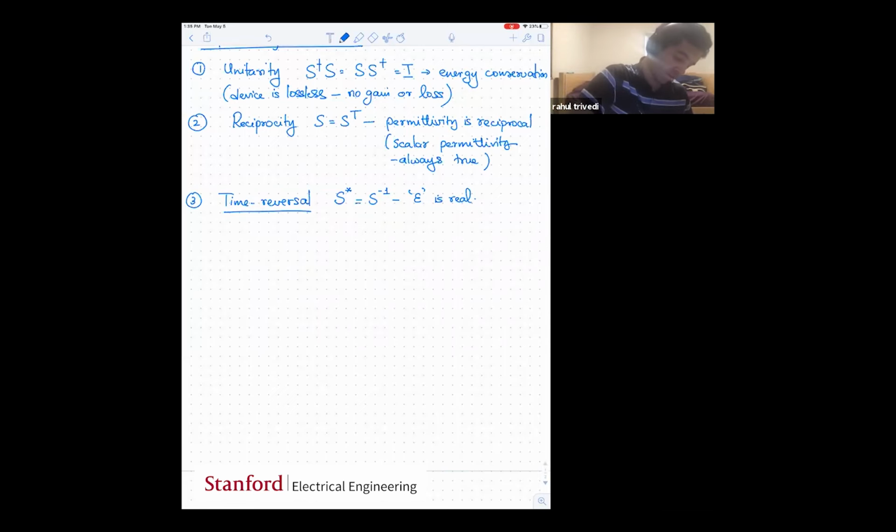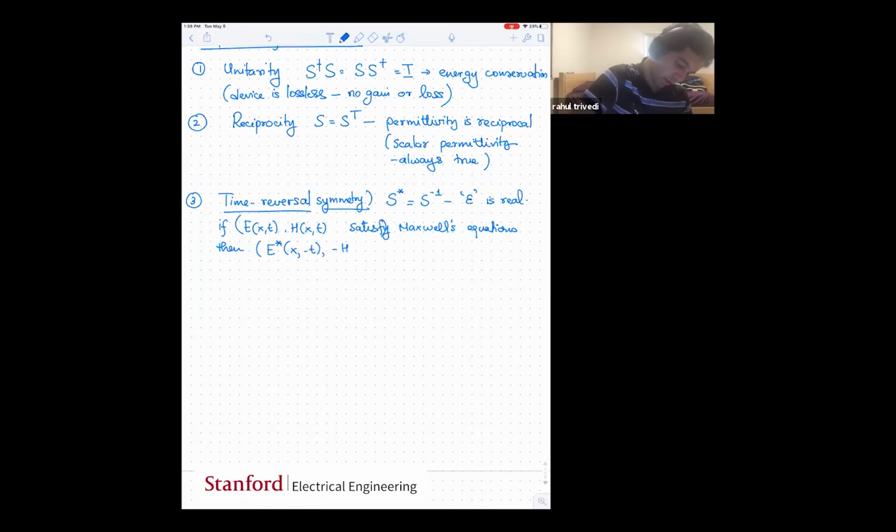If you recall, time reversal symmetry essentially said that if E(x, t) and H(x, t) satisfy Maxwell's equations, then E star of (x, minus t) and negative of H star of (x, minus t) also satisfy Maxwell's equations, right? So this is the statement of time reversal symmetry.